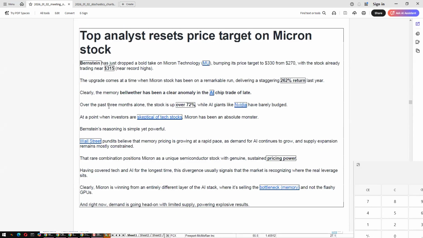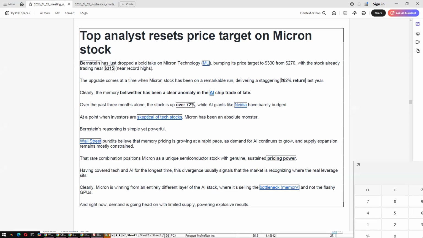Okay, so we have a news story that came out. Top analyst resets price target on Micron stock. Bernstein has just dropped a bold take on Micron, bumping its price target to 330 from 270. As soon as this story came out, Micron went up 10%. This was on Monday.